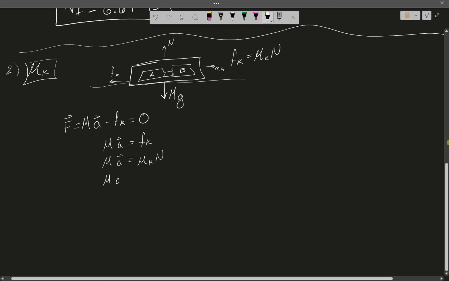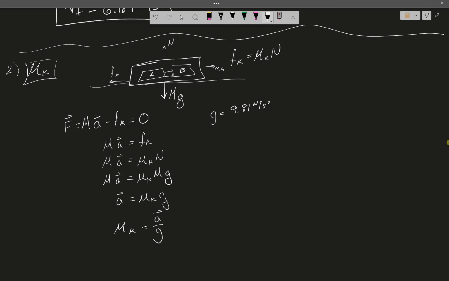So I have capital M A is going to be equal to mu sub k, capital M G, because M is on either side, it cancels out, mu k G, and I find that my coefficient of kinetic friction is equal to acceleration divided by G. I know that G is 9.81 meters per second squared, but I don't know what my acceleration is right now. So I need to find a way to find this acceleration.